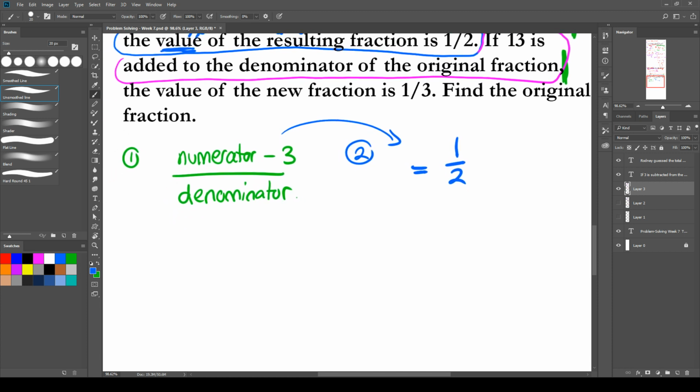For the green bit, I'm just going to swap them out for letters, because if I have to write this over and over again when I'm doing some maths, I'd rather write with less effort. So I'm going to use A for the numerator, and I'm going to use B for the denominator. Okay, so basically I'm going to have this thing here equal to a half. That's what we've been given so far.